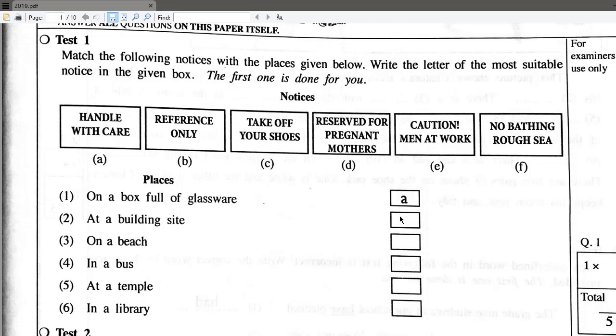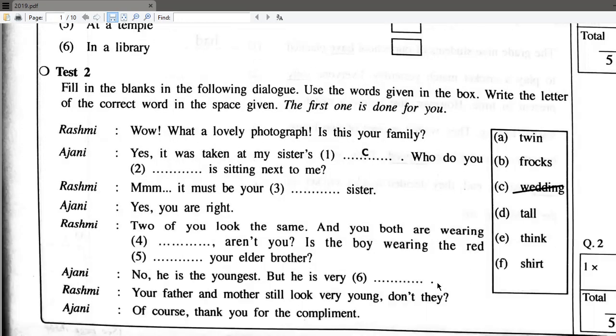You don't write here, you don't have space to write. For example, at a building site, you know the answer is caution men at work. But can you write the full answer here? No, you can't. So what will you do? You will write only the letter. For example, here you will write E. And then you can write F, then D, then C and B. But remember, it is all in simple letters, so you have to write in simple letters as well.